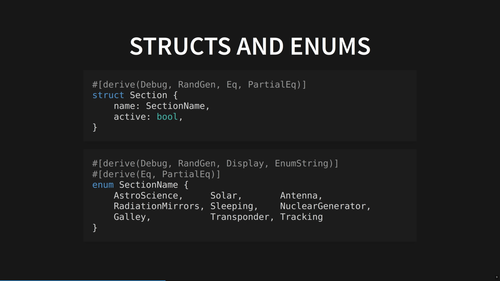For our simple game, a section is either active or inactive. And once again, we'll define the valid section names, as these are standard on satellites. We'll randomize the configuration for our game when we implement it later.